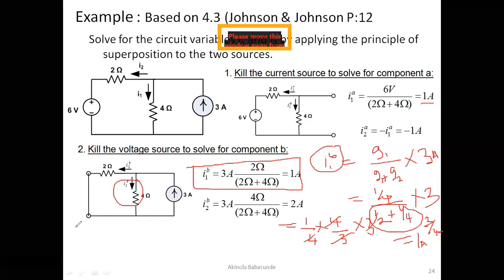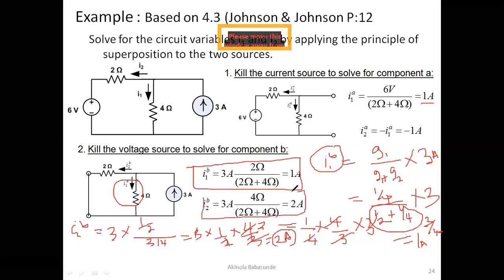The I2B would therefore be equal to our source current, which is 3, multiplied by G2 now. We said this is our G2. So it will be multiplied by 1 over 2 divided by 3 over 4. That's G1 plus G2. If you rearrange that, this gives us 3 multiplied by 1 over 2 multiplied by 4 over 3. So 2 here cancels and gives us 2 here, 3 cancels this 3. You're left with 1 times 2, and this eventually gives us 2 amperes. So our I2B would be equal to 2 amperes.